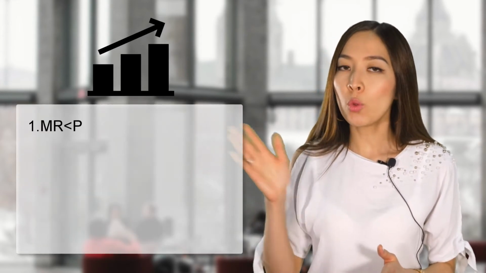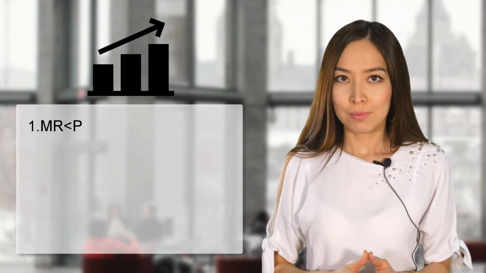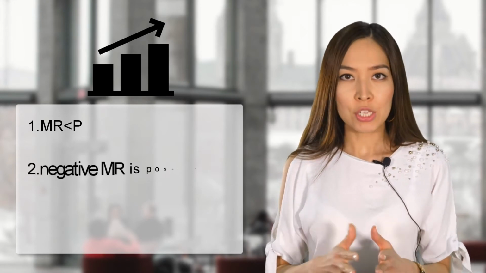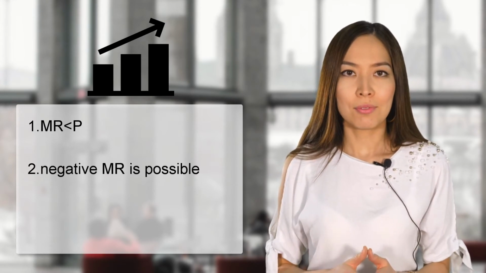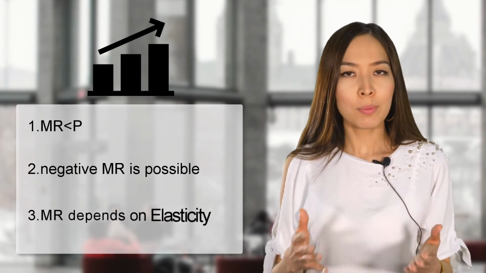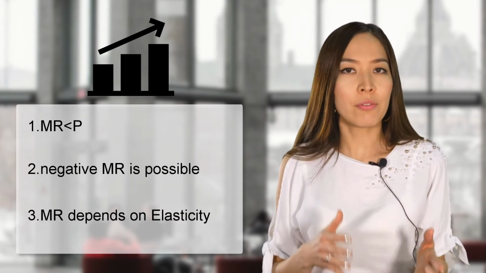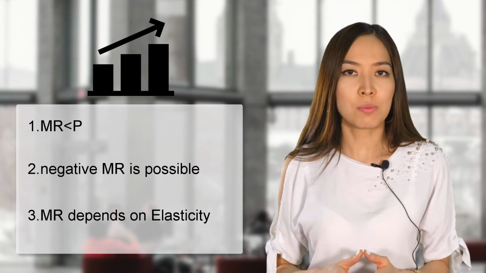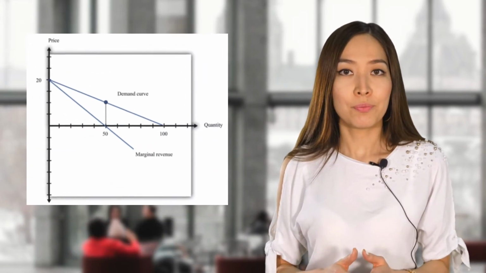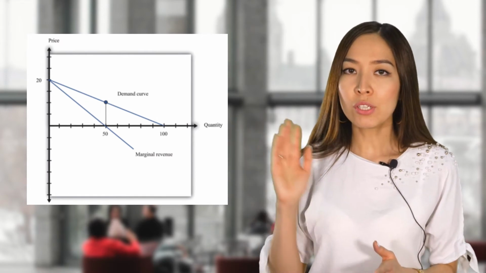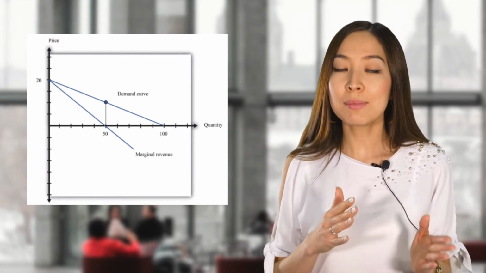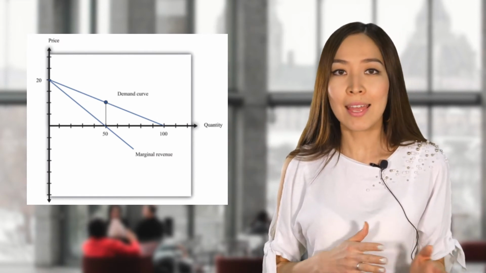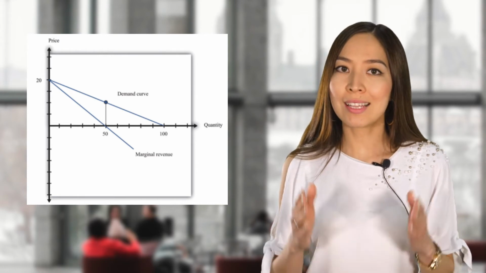Here we have three important points. Marginal revenue is always less than price. Second point is marginal revenue can be negative. And the third one, what will be the marginal revenue of firms depend directly on elasticity of demand measurement. We can illustrate it by such a graph. The marginal revenue curve lies below the demand curve because at any quantity, marginal revenue is less than price.